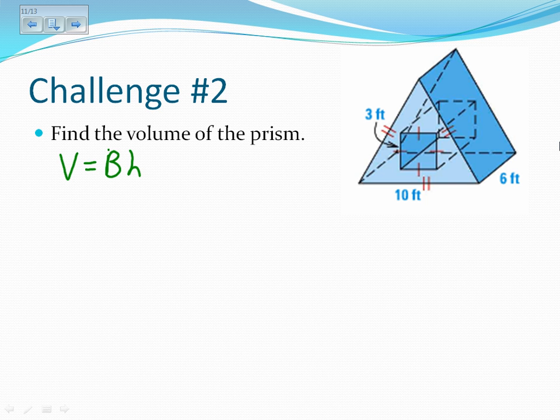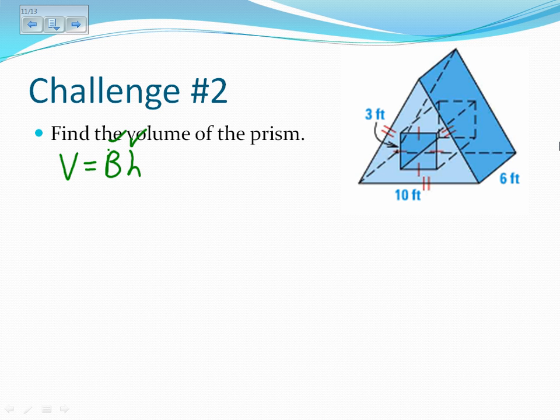What's the height? The height is going to be 6. Height's going to be 6 for the whole shape. You see how this is oriented differently? It's laying on its side, so the base is in the front and the back, and the height is between it. So if we know the height, the only thing left to find is the base. Does that make sense?